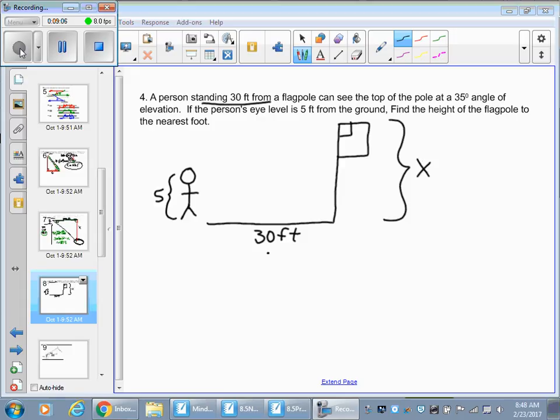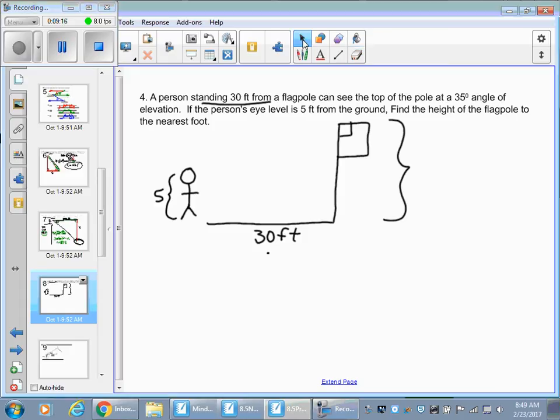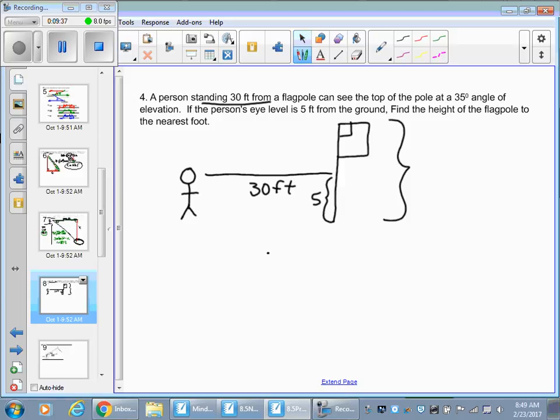Actually, I don't want to put X there. We want to know the whole thing. All right, so I'm going to move some lines around here. I noticed that this 30 feet is the same as this 30 feet. I'm going to slide it up to the eyes. That means that this 5 is going to go right here. So what we need to find out is this much of the flagpole.